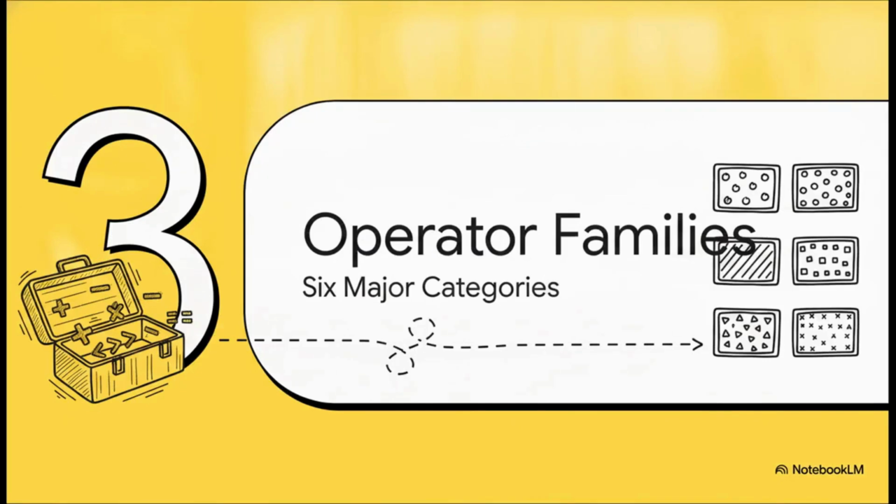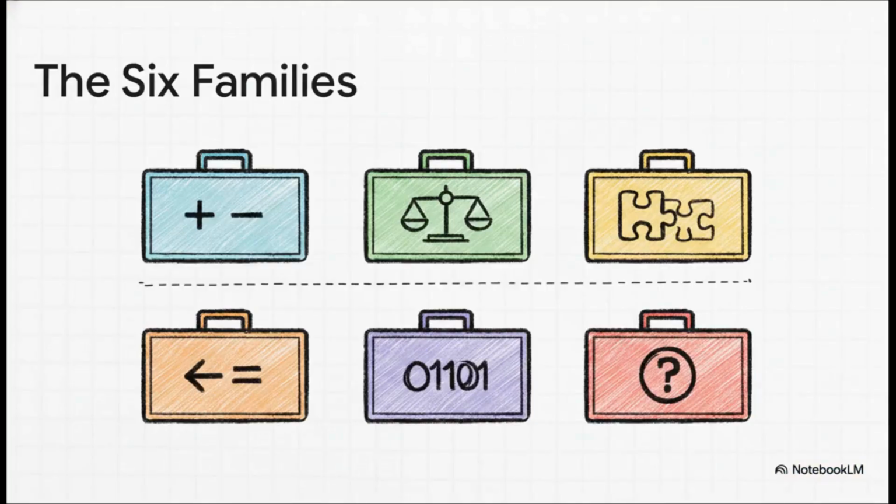Next up is Section 3, the 6 major operator families. If operators are our tools, well, it really helps to organize our toolbox. Here is a clean breakdown of the 6 major operator families you're going to use every single day in C++. We start with the ones you already intuitively know: arithmetic, relational, and assignment. Then, as we dive a little deeper into the machine's actual logic, we encounter logical, bitwise, and miscellaneous operators.